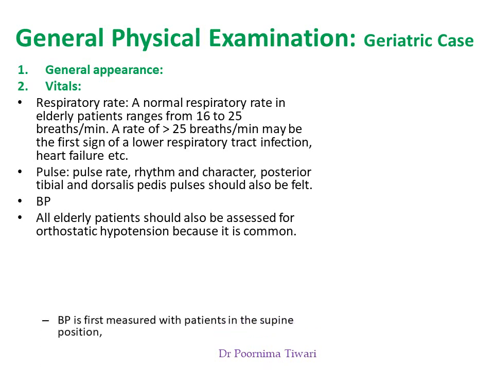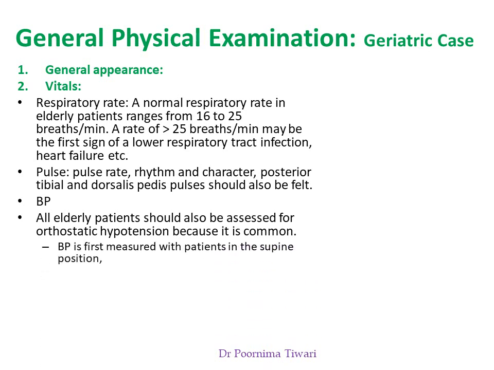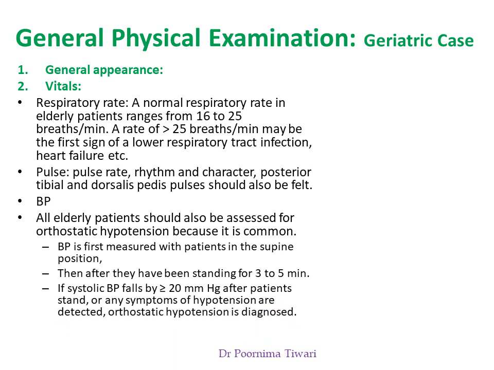How is this done? The blood pressure is first measured with the patient in supine position. Then ask the patient to stand up slowly and keep standing for 3 to 5 minutes, and then take BP again. If the systolic blood pressure falls by 20 or more than 20 millimeter of mercury after the patient stands, or any symptom of hypotension is detected, orthostatic hypotension is diagnosed. Caution should be taken because you should be ready to catch the elderly if they fall during this exercise.